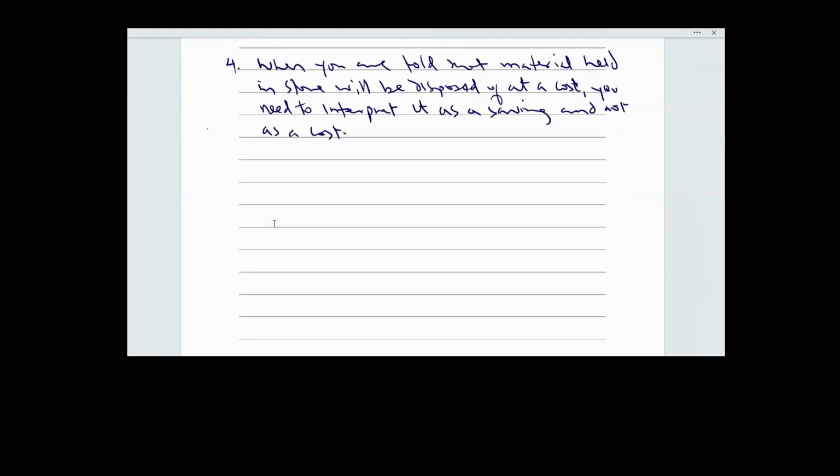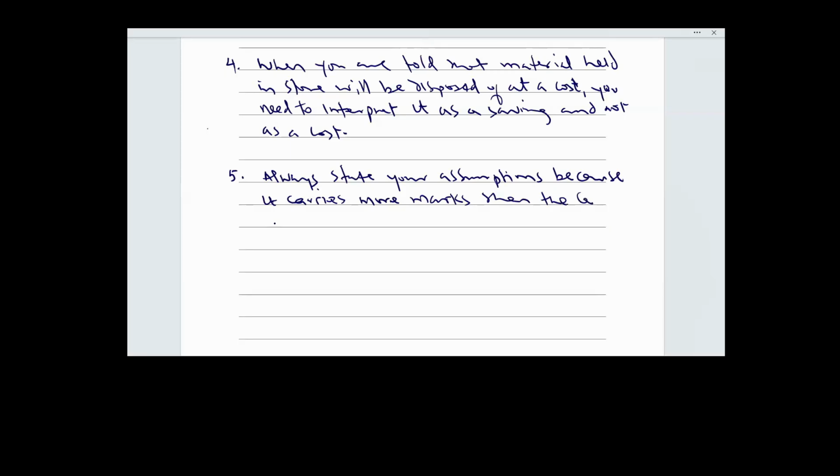Then the last point here will be that at all times, always state your assumptions, because assumptions carry more marks than the calculation under relevant costing.